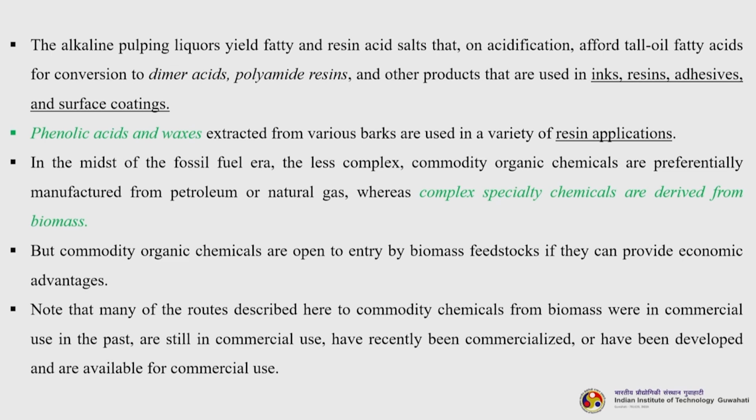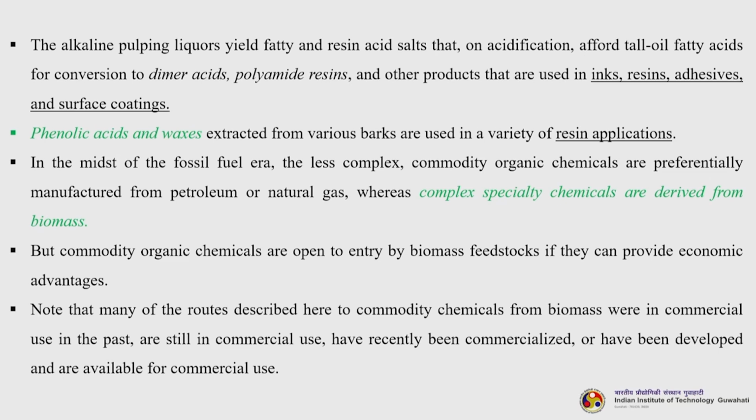In the midst of the fossil fuel era, the less complex commodity organic chemicals are preferentially manufactured from petroleum or natural gas, whereas complex specialty chemicals are derived from biomass. But commodity organic chemicals are open to entry by biomass feedstocks if they can provide economic advantage. Again the same thing, that economic advantage is coming into the picture.